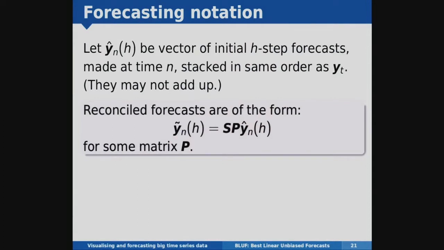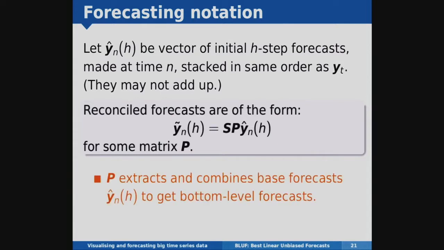The reconciled forecasts have to add up, so that the reconciled forecast of the total should be the sum of the reconciled forecasts at the bottom level. Reconciled forecasts are going to have to be of this form: y tilde is the reconciled one, y hat is the original forecast that doesn't add up. So y tilde must be S times P times y hat for some matrix P, where P extracts and combines the bottom level forecasts, and then S adds them up again. If you think about it for a while, this is a general formulation for reconciled forecasts. There are various ad hoc things that people do in practice when they do reconciliation, but all of them can be written like this.